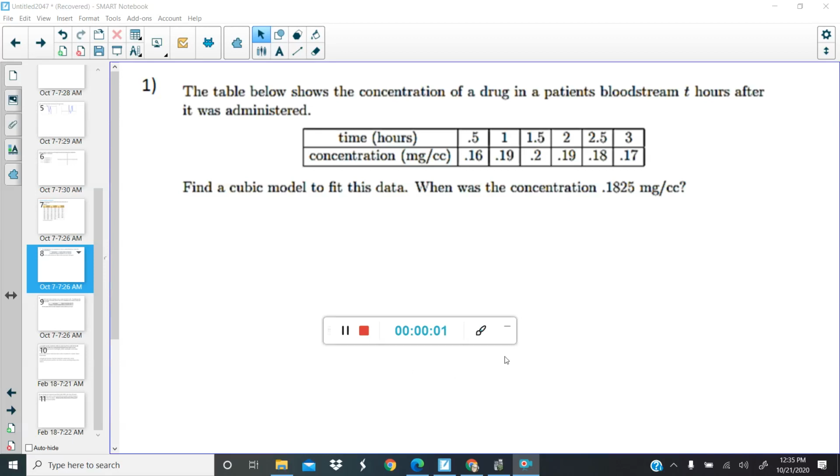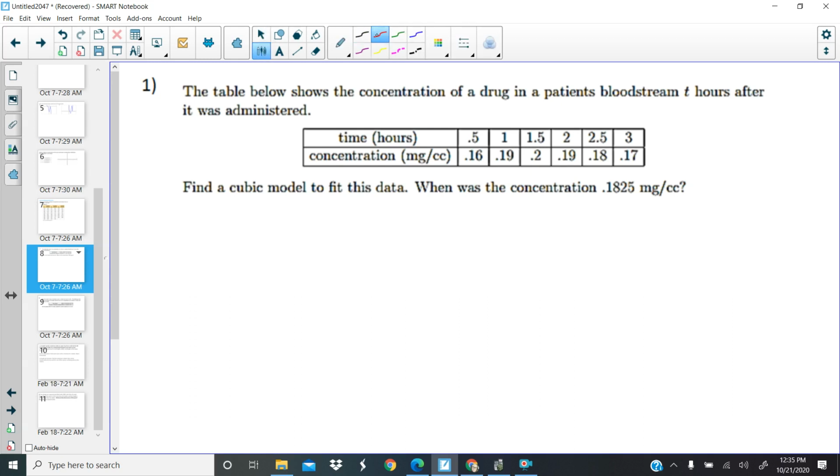Hey guys, today we're going to wrap up everything we've been talking about so far with Unit 3, and it's going to end talking about modeling. Modeling is kind of another way to say we're going to be doing some word problems. So we're going to start with this problem where we have this time that's passed and then the concentration of some medicine in a patient's bloodstream after a certain amount of time. And so we want to find a cubic model to represent this data.